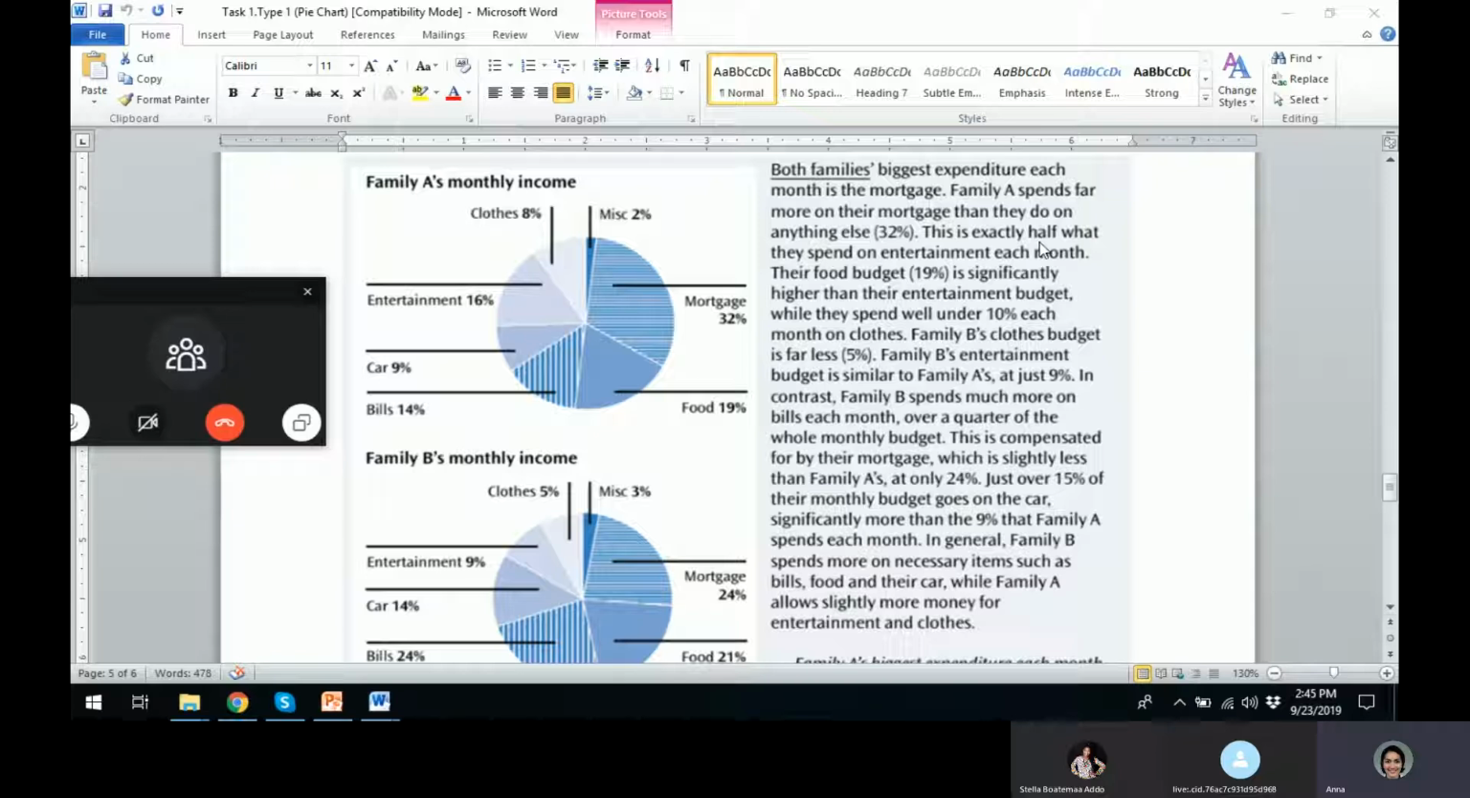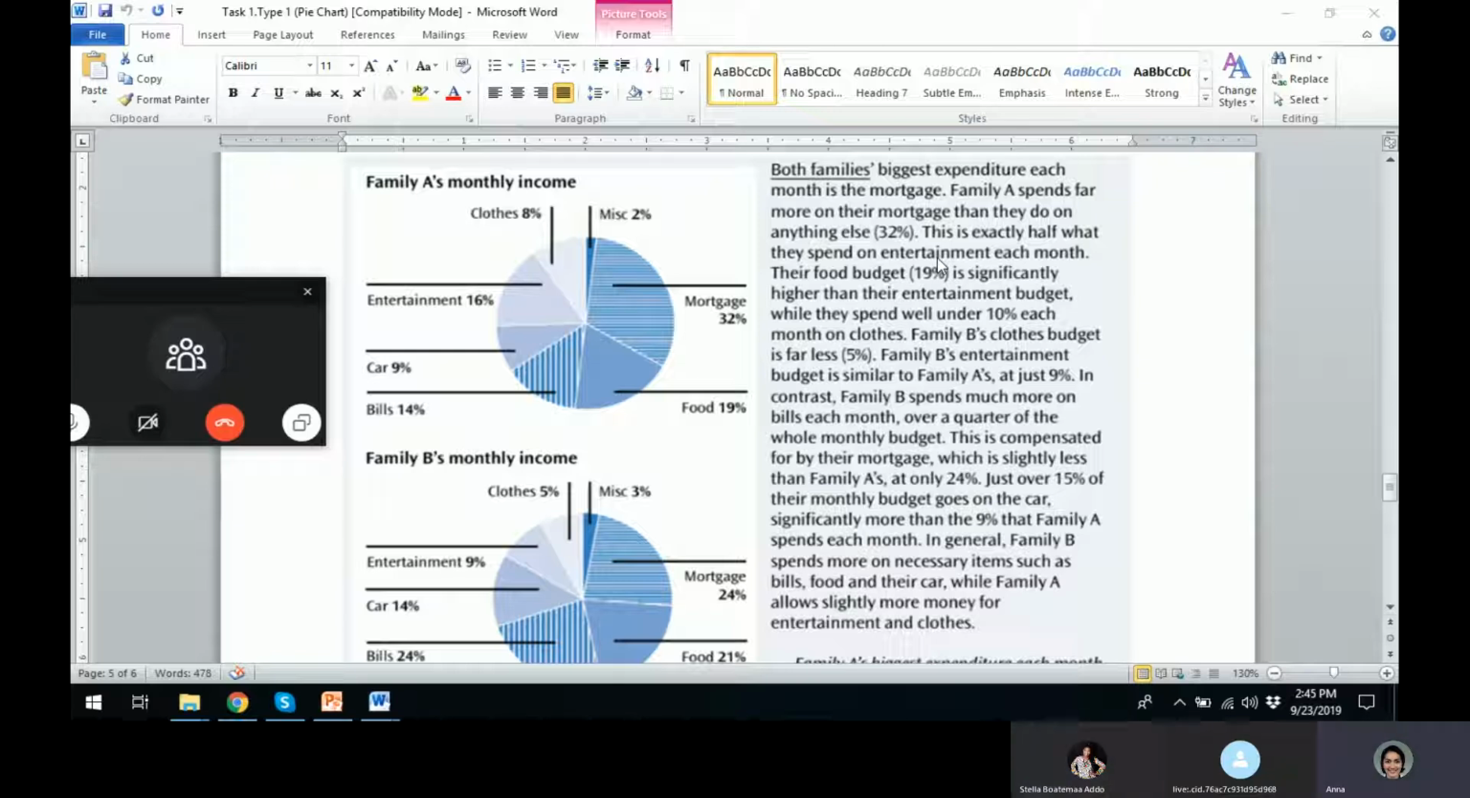Entertainment is exactly half of mortgage. Correct? Okay, let's take a look at the sentences again. Family A spends far more on mortgage than they do on anything else. So 32%. This 32% is exactly half. So that's wrong. So you say this is exactly double what they spend on entertainment.